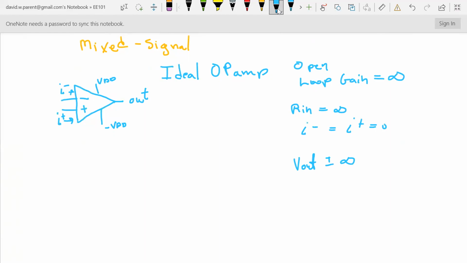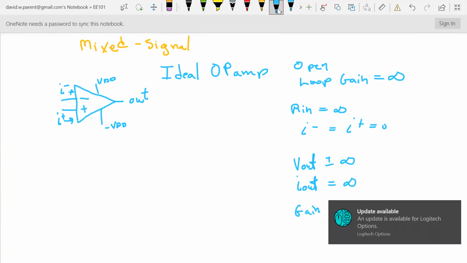And then there's something else: I out can be infinity, meaning no matter what kind of resistor or capacitor I put there, it can push and pull as much current as it wants. It's not true, of course. And then the thing is the gain.